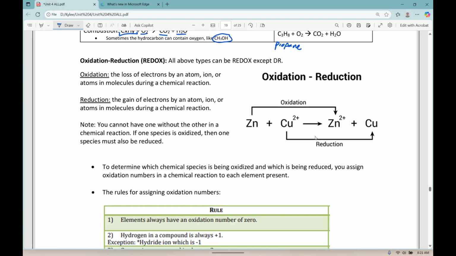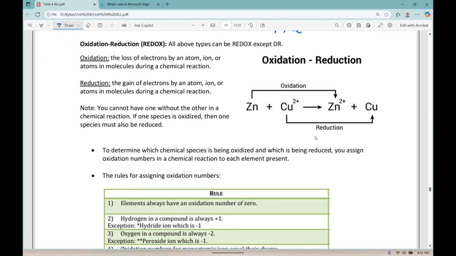Now we're going to introduce a little bit more detail on a new type of reaction that you may or may not be familiar with, and that's called an oxidation reduction reaction, which we often abbreviate as redox. Any of the above types can be redox except double replacement. Double replacement will never be an oxidation reduction reaction.